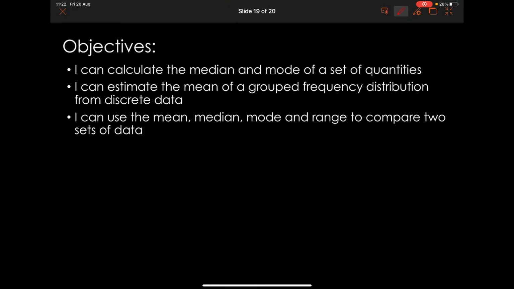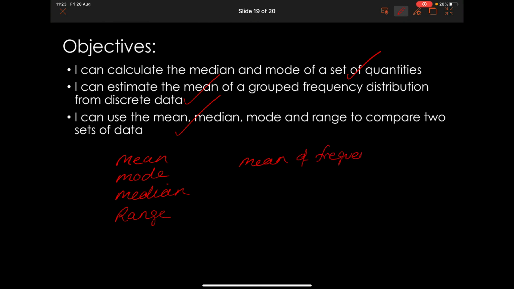Okay, so we have calculated the median and mode from a set of quantities. We've estimated the mean of a group frequency distribution from discrete data, and we've used the mean, median, mode, and range to compare some sets of data. Okay, so you should make sure that you understand the difference between the mean, mode, median, and range. You also need to make sure you can find the mean of a frequency table. And I would practice the functional skills style questions because sometimes they throw you off. It's not that you can't do the work, it's that you're not sure what to do with the pieces of information you're given.